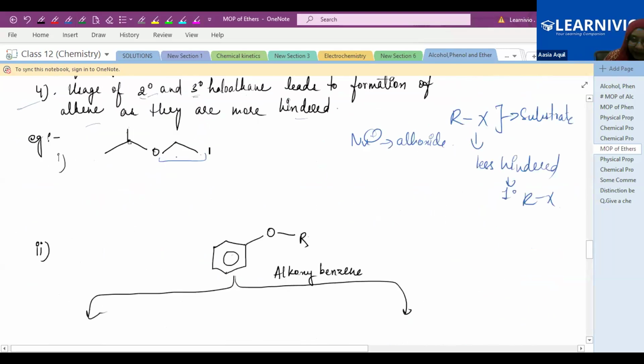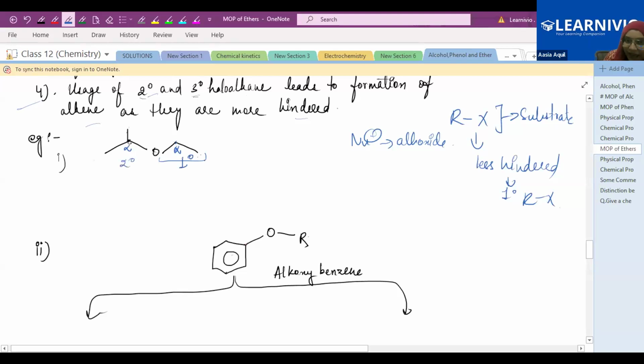So here, look at the first step. This is the oxygen linkage. Here this is the alpha carbon, attached to oxygen. This is your alpha carbon, and again here is another alpha carbon. Now check which alpha carbon is primary. On the right one or the left one? This one is primary, and this is your secondary.